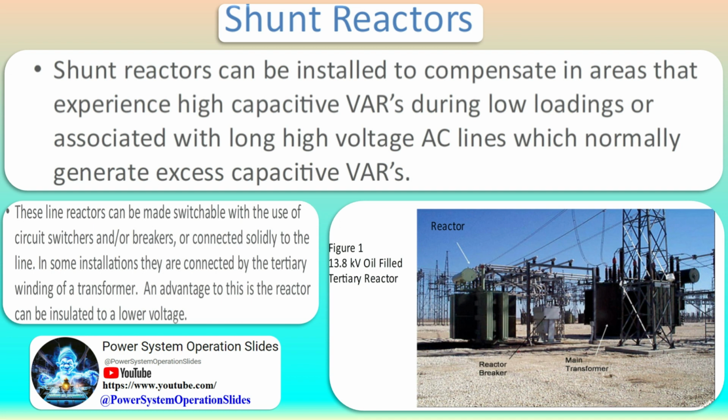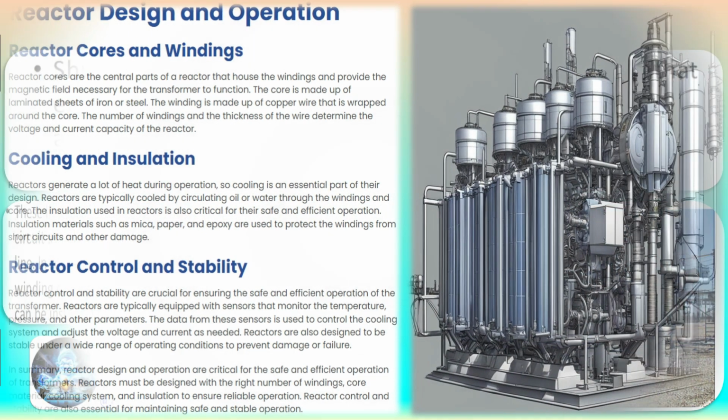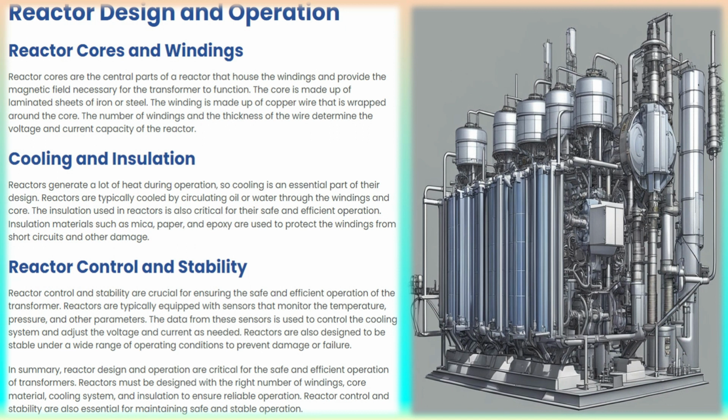Reactors, on the other hand, are used in electrical systems to limit the current. They do this by creating a higher impedance or resistance. The higher the impedance in the circuit, the lower the current will be. Reactors can be used in both high and low voltage applications.